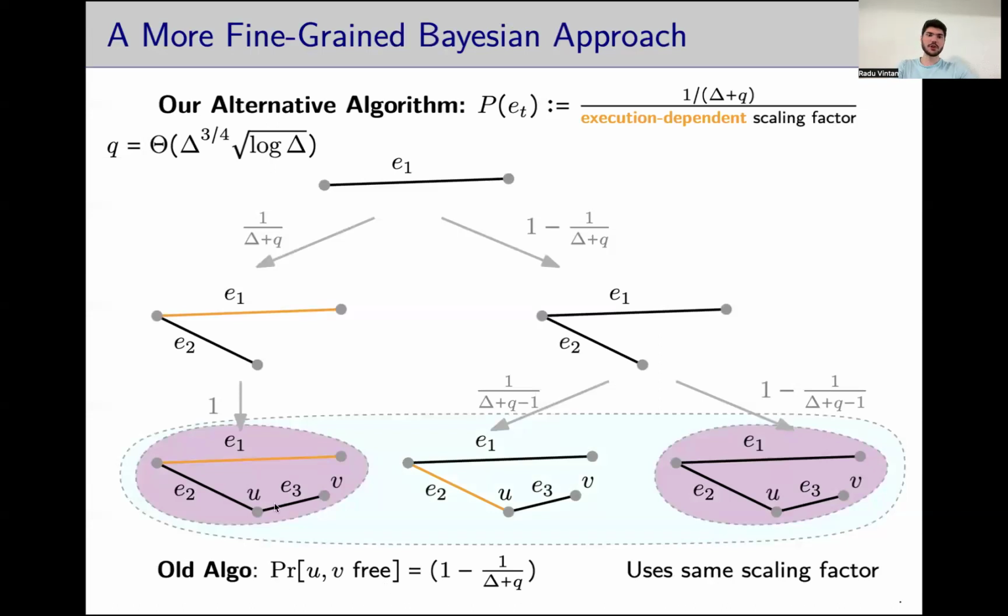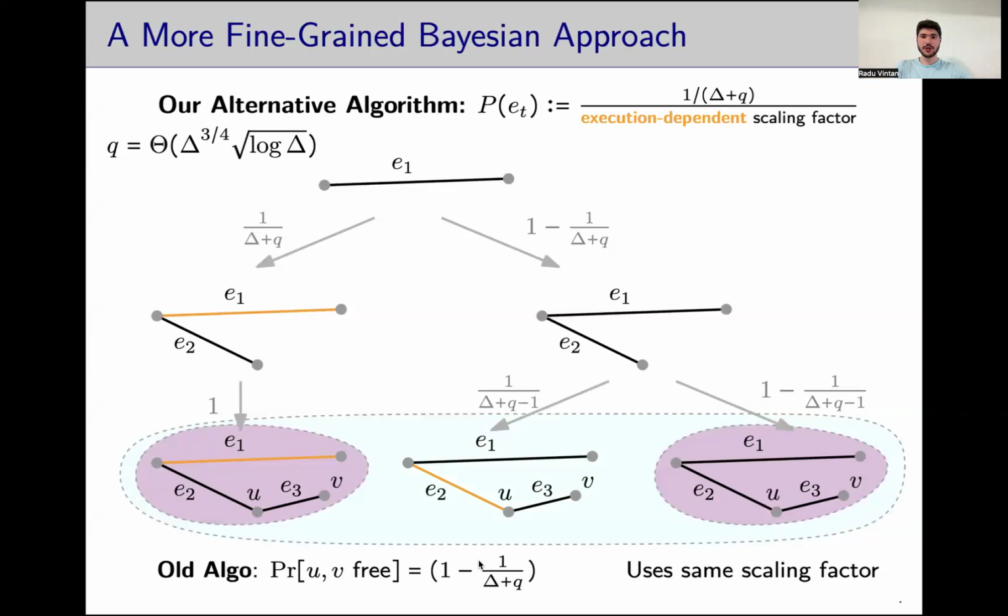What is the probability of reaching a state where E3 is matchable? And in this example, E3 is matchable if and only if E2 was not matched. And E2 was not matched with probability 1 minus 1 over delta plus Q. Why? Because we have a fair matching algorithm. So a fair algorithm matches any edge with probability 1 over delta plus Q. So E2 was matched with this probability, so 1 minus this is the probability of U and V being free.